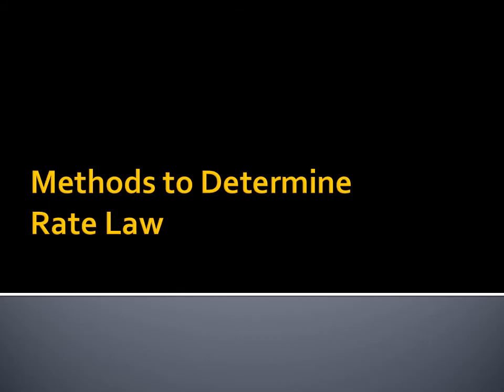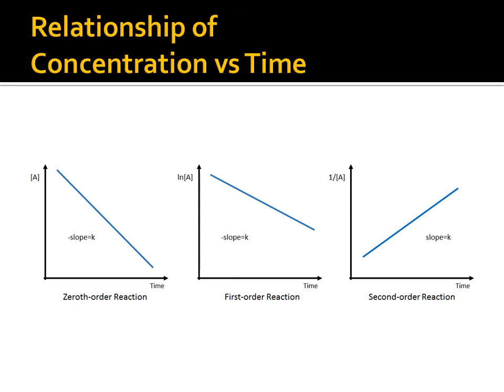Let's move to the methods to determine the rate law. As you learned in the previous slides, a zeroth order reaction shows a linear relationship between the concentration and the time. The first order reaction shows a linear relationship between the log value of the concentration of A and the time. And the second order reaction shows a linear relationship between 1 over A and the time. Therefore, according to the shape of your graph of concentration, log concentration, or 1 over concentration against time, you can assume the order of the reaction.